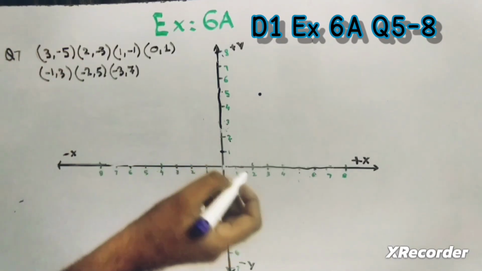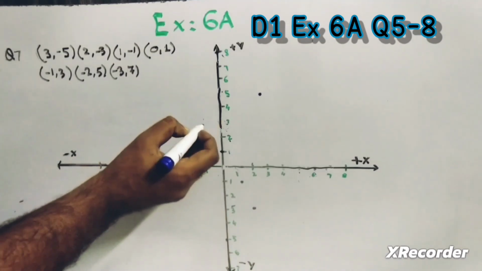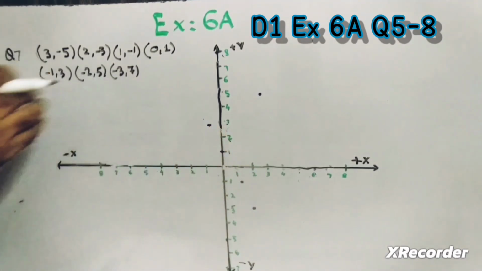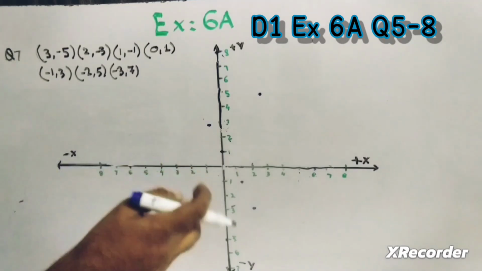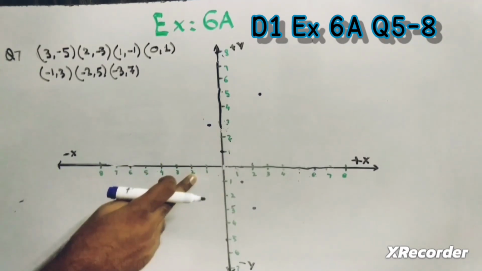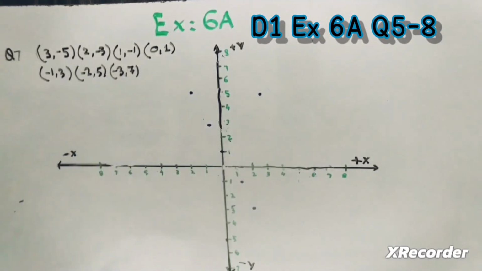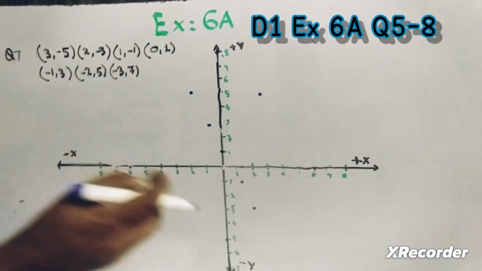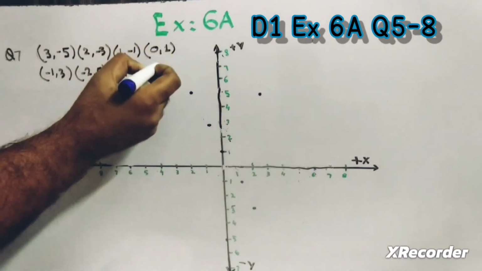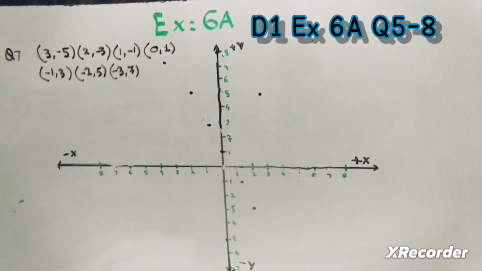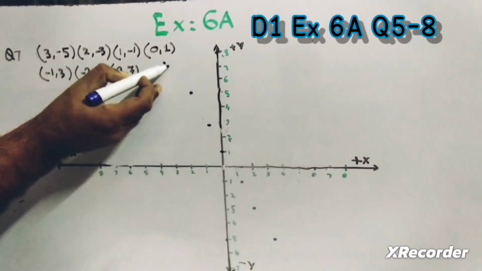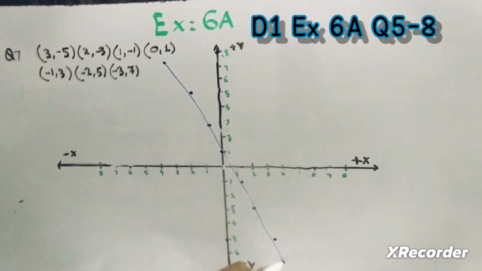(-1, -1) and positive 3. (-2, 5). And (-3, 7). So these are the 7 points. Let's try to connect them. So we can see they are making a straight line. So these are the points of a straight line.